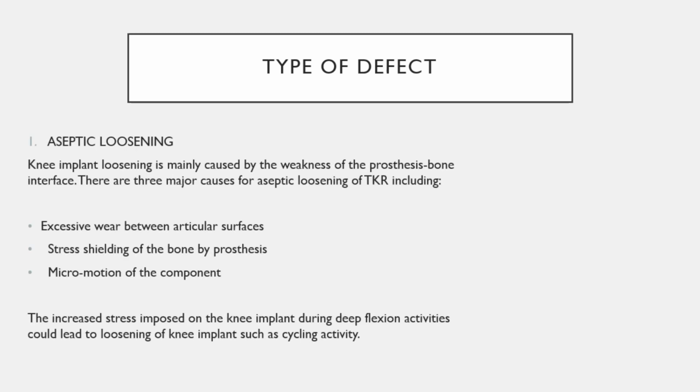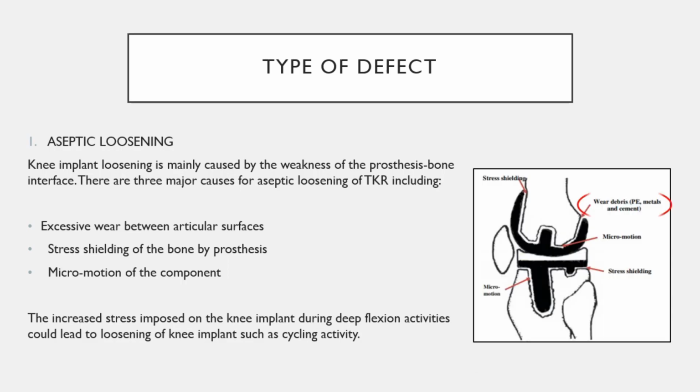Knee implant loosening is mainly caused by the weakness of the prosthesis bone interface. The three major causes for aseptic loosening of total knee implants include: first, excessive wear between articular surfaces; second, stress shielding of the bone by the prosthesis; and third, micromotion of the component. All these causes occur due to the increased stress or load imposed on the femoral component during deep flexion activity such as cycling, so it could lead to loosening of the knee implant.